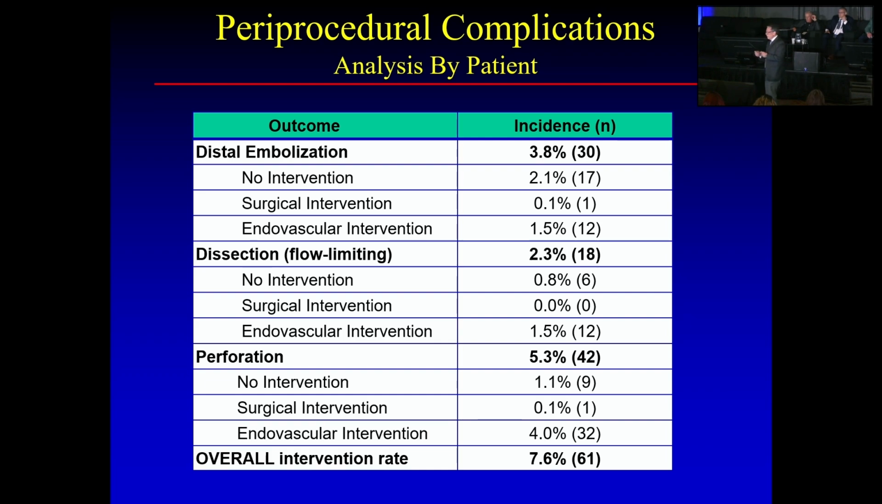What's interesting is that distal embolization, which is the risk, distal protection, about 25% of half of the number of these events had distal embolic protection in the cohort.